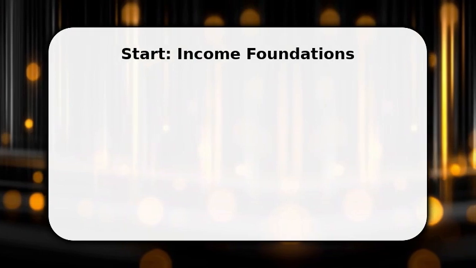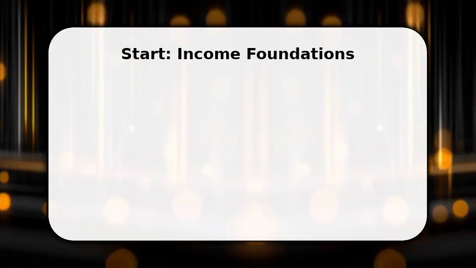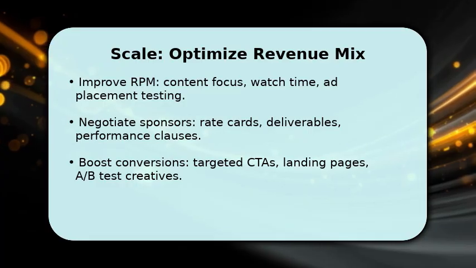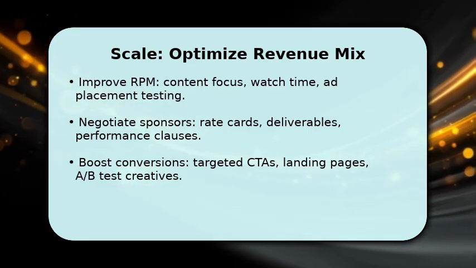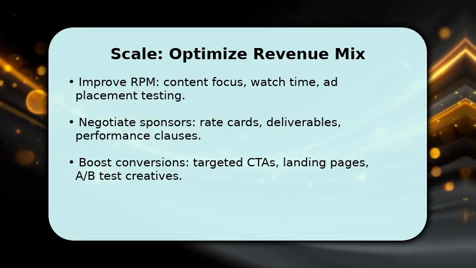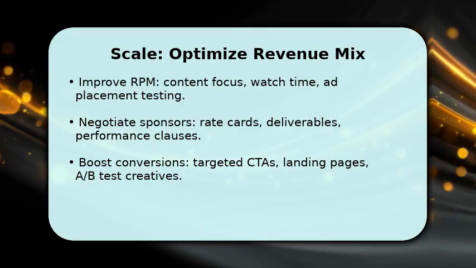Make sure to open a simple spreadsheet and log weekly changes. That raw data drives the next steps. You now optimize the middle. Increase RPM by improving content that retains viewers and testing ad placements. Small gains compound. Meanwhile, build a sponsor rate card and pitch with audience demographics.